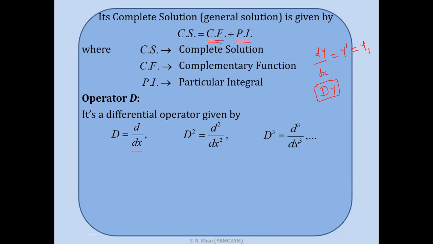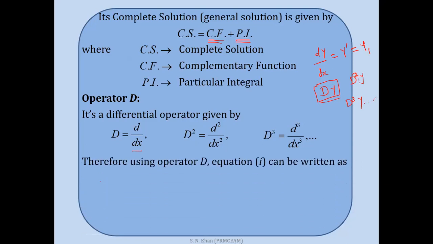Okay. So capital D is nothing but a differential operator. Now, if you want to write dy by dx, then we can write it as capital Dy. If you want to write d2y by dx square, then we can write it as capital D square y. If you want to write d3y by dx cube, then we can write it as capital D cube y, and it will continue and so on. Now, therefore, using operator D, equation 1 can be written as.